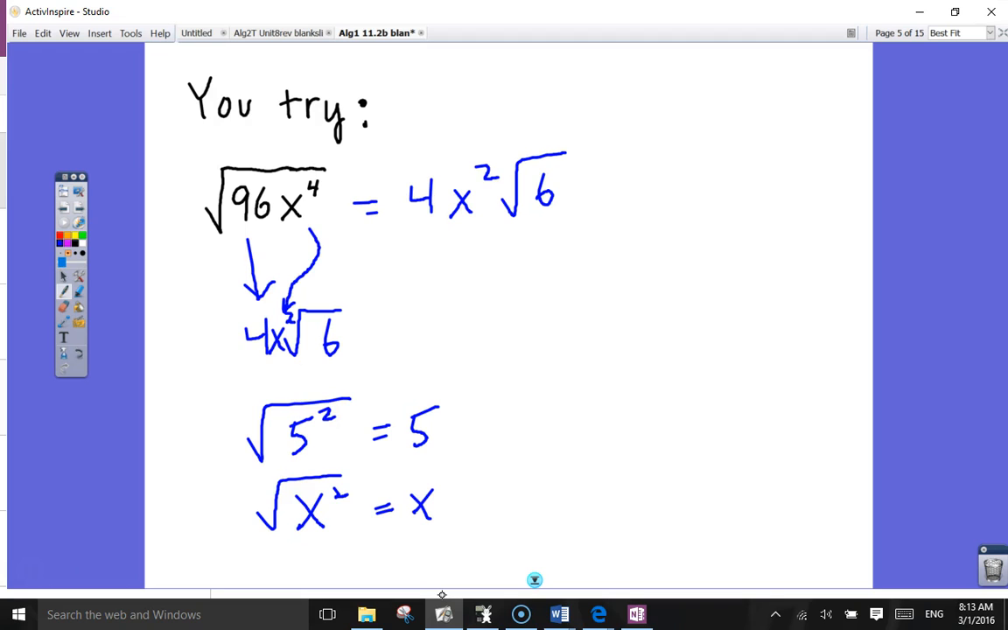So the key is, if you can write what's inside the radical as something squared, then you can take it out. Now, x to the 4th is not written as something squared, but we could rewrite it like x squared squared, because that equals x to the 4th. And now, what is the thing that's being squared? X squared. So that's how it simplifies.